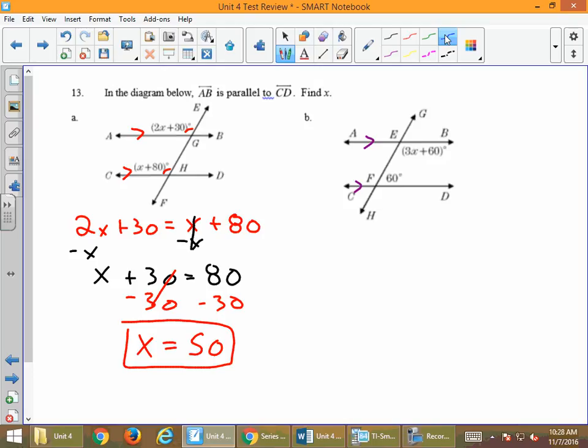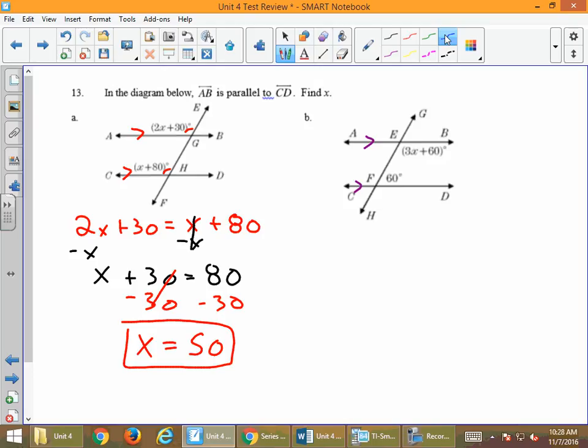Next one. We got two more angles. Again, we know AB is parallel to CD. We got that transversal GH. Let's go. We've got to figure out what type of angle relationship these are. So that 3x plus 60 and that 60 degree. How are those related to one another? Think back to those angle relationships. What are they? Thank you, Lauren.